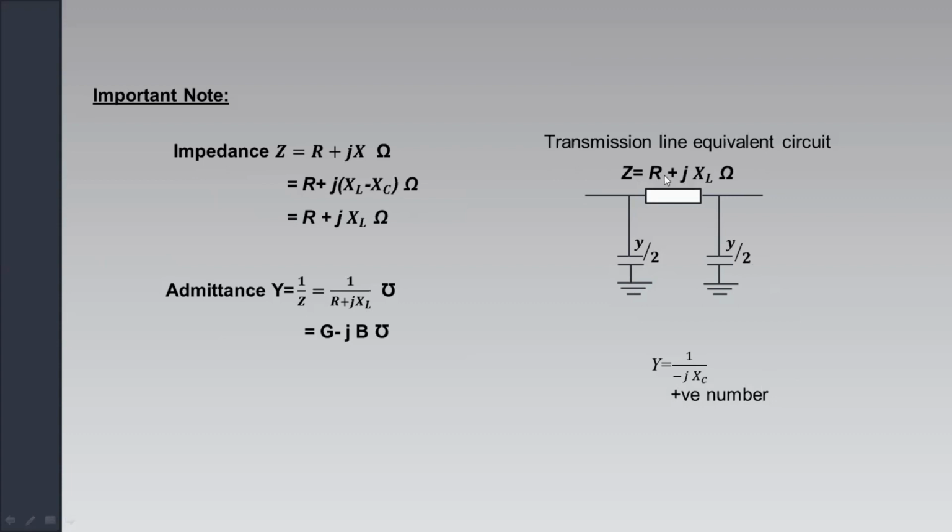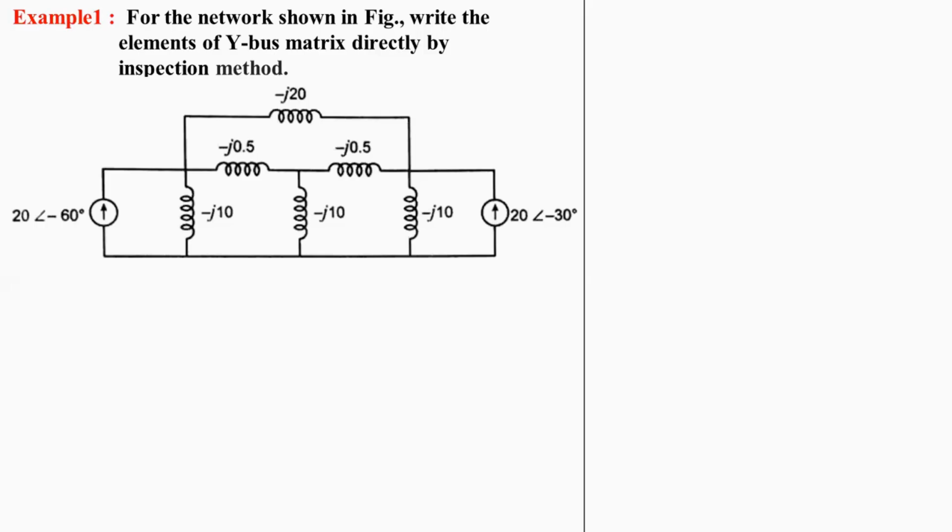In some cases, a value is given without mentioning whether it is impedance or admittance. You can identify it: if the sign is positive, the given value is impedance. If the sign is negative, the given value is admittance. So that is how you easily identify it. Now let's see one example problem.